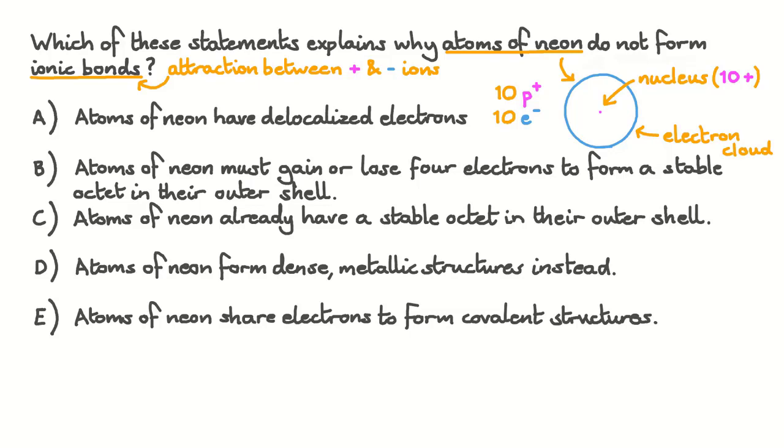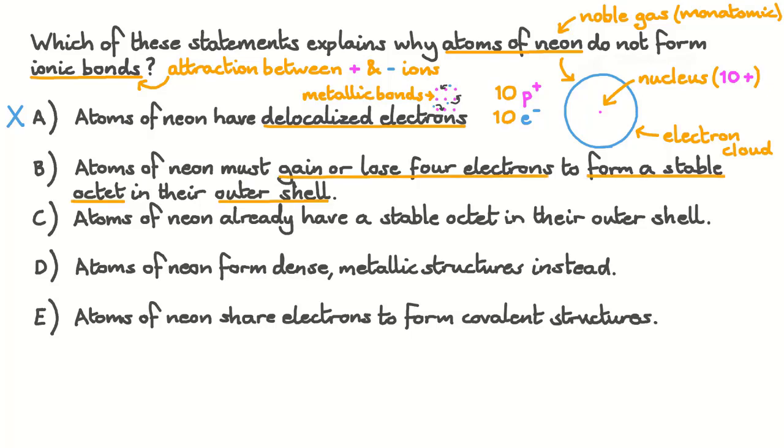We need to look at the 5 statements and find the one that accounts for the fact that atoms of neon do not form ionic bonds. The first thing it will be helpful to remember is that neon is one of the noble gases, which are well known for not forming any bonds at all, with some exceptions. However, generally speaking, neon goes around as single atoms. Statement A suggests that atoms of neon have delocalized electrons. When considering bonding, we generally think about metallic bonding when we consider delocalized electrons. But neon, being a monatomic gas, doesn't have delocalized electrons, so we can dismiss this answer.